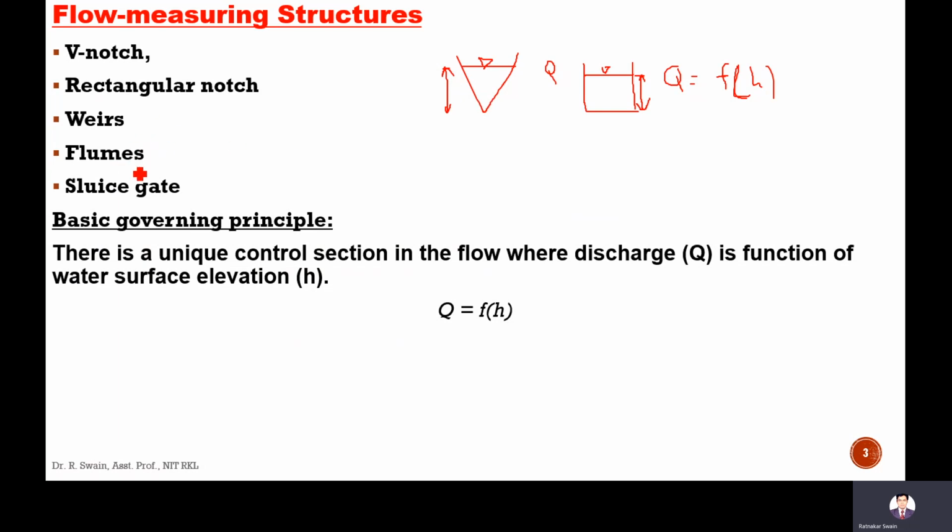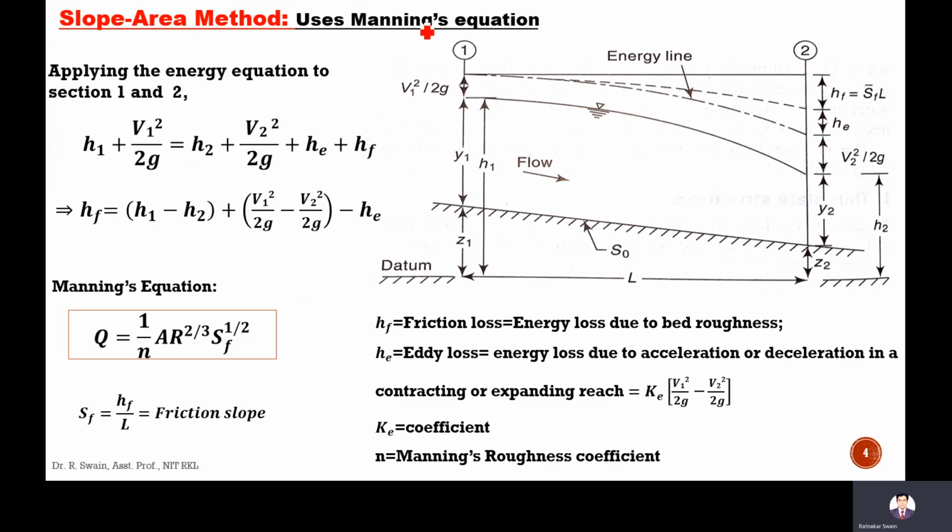Then there are flumes: rectangular flumes, triangular flumes, and the sluice gate also. These are the structures which are used to measure the discharge. Discharge is expressed in terms of depth. For different time intervals the depth is measured and recorded, and discharge is calculated. So there is a control section in the flow where discharge is a function of water surface elevation. I'm not going into depth. So next, the slope area method.